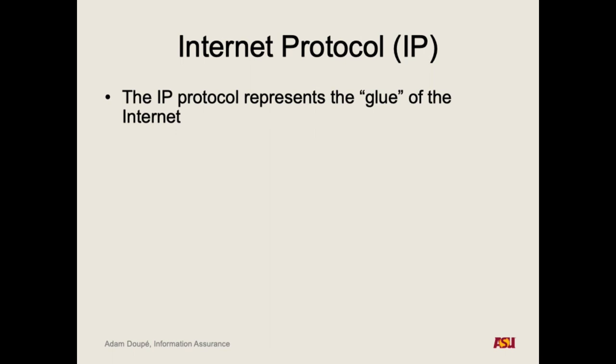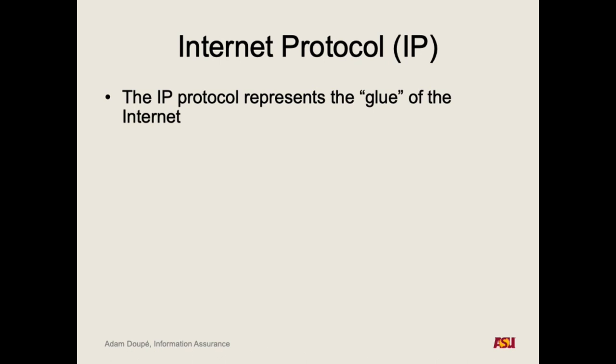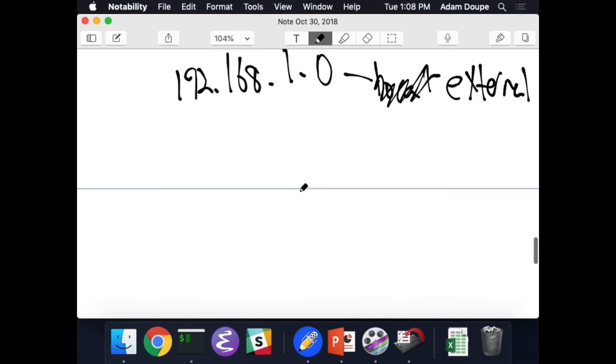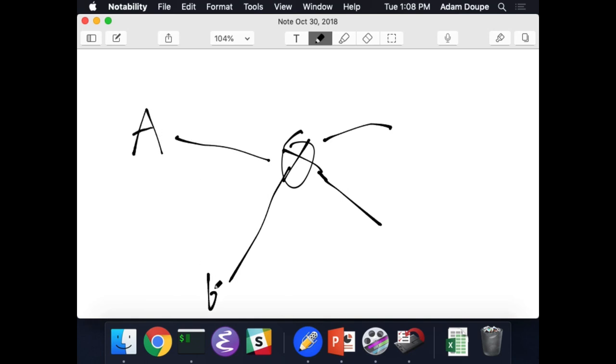And you can think of the IP protocol as being able to get data not just in a local network, but also between multiple networks. And that really comes down to, so the way we've been talking about networks, right? If we have our little local network, we have, let's say, a switch here, and we have some machines connected to it, and we'll say A, B, C, D. So this is our local network.